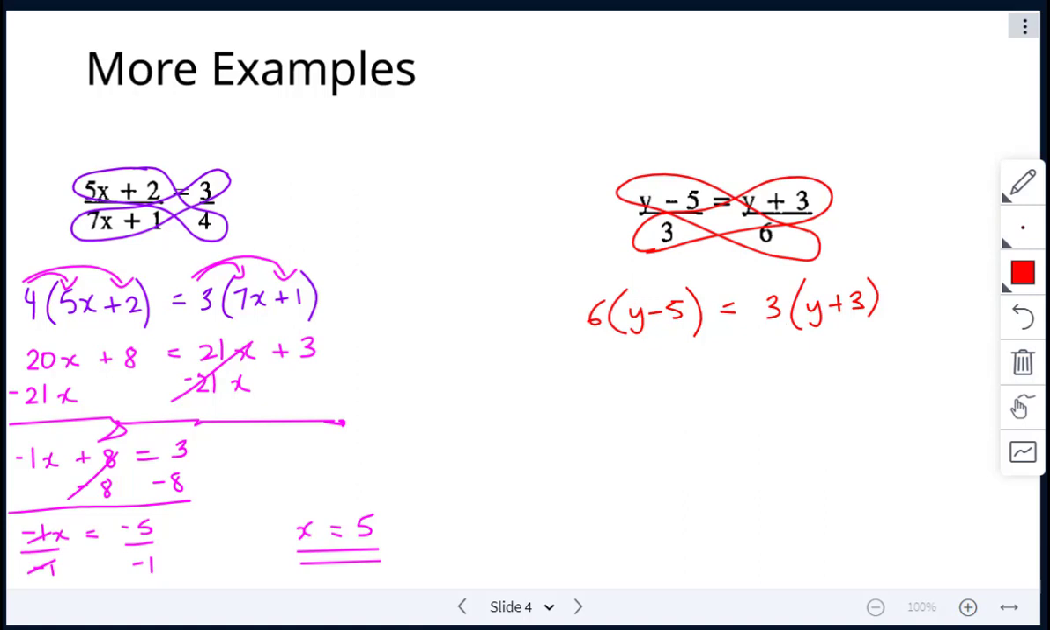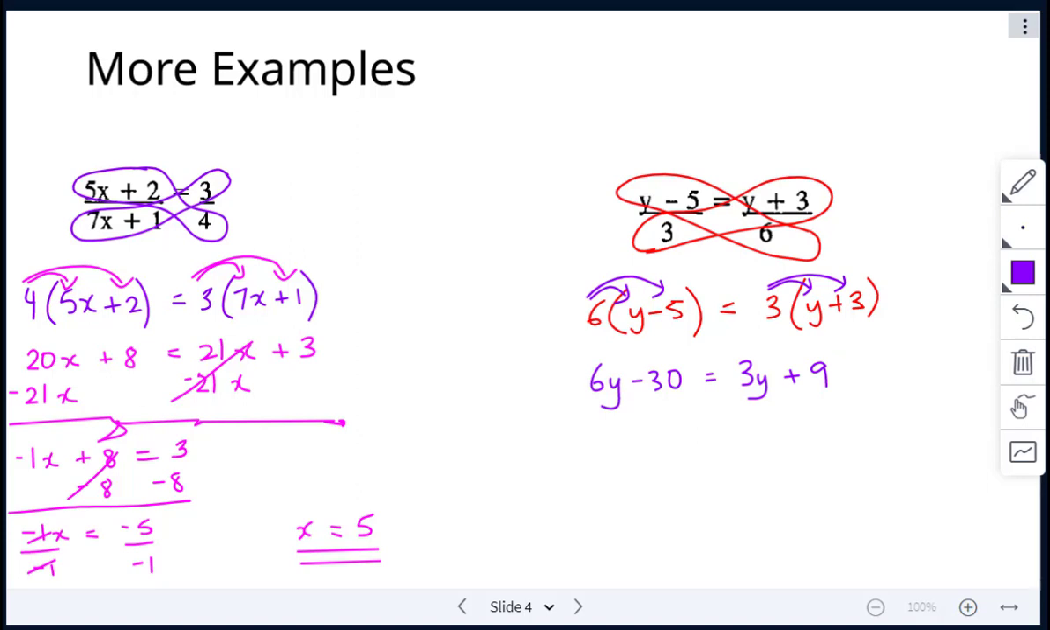All right, so our next step, when we multiply, we're going to multiply the 6 with the y and 6 multiplied by negative 5. And over here, we're going to multiply 3 times y and 3 times the positive 3. So 6 times y, that is 6y. And then 6 times negative 5, that's negative 30. And then on the right side, we have 3 times y, which is 3y. And then 3 times positive 3, which is positive 9. So that is where you should be for this next step here.